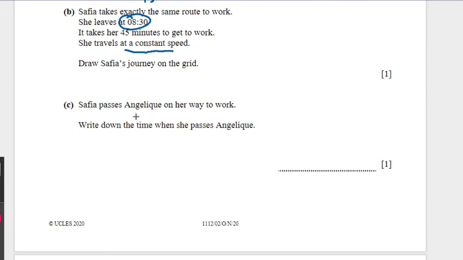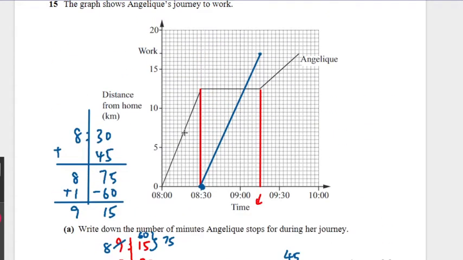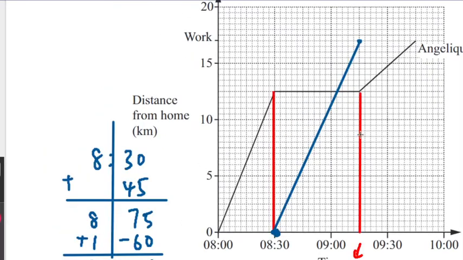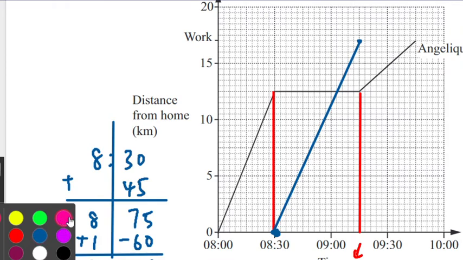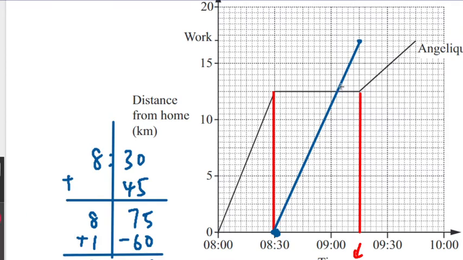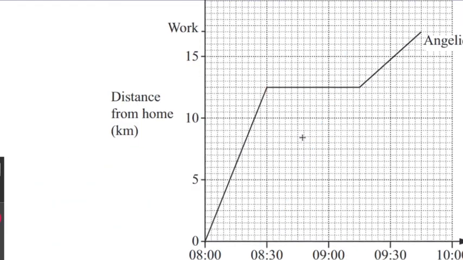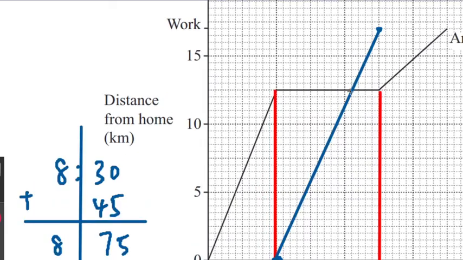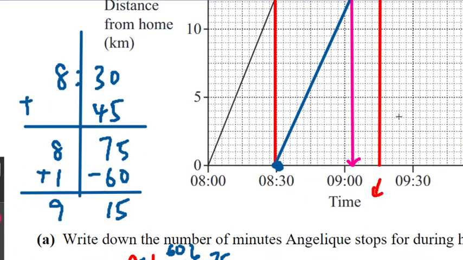Safia passes Angelique on her way to work. Write down the time when she passes Angelique. So the blue one here is Safia's graph, right? We know that at this point here, they will meet each other. The question asks you what time, so we read that value. Let's see. Oh, it's at the second one, so which is this one. So what time is that?